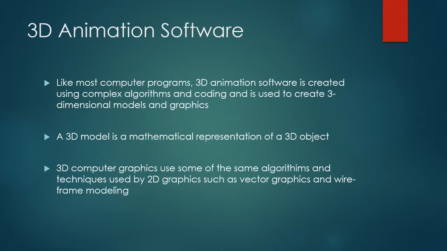The computer programs that have been developed for 3D animation use complex algorithms and coding to create 3D models and environments. A 3D model in a computer is simply a mathematical representation of what that model would look like in the real world. 3D animation programs use many of the same algorithms and techniques used by 2D programs, such as vector graphics and wireframe modeling.